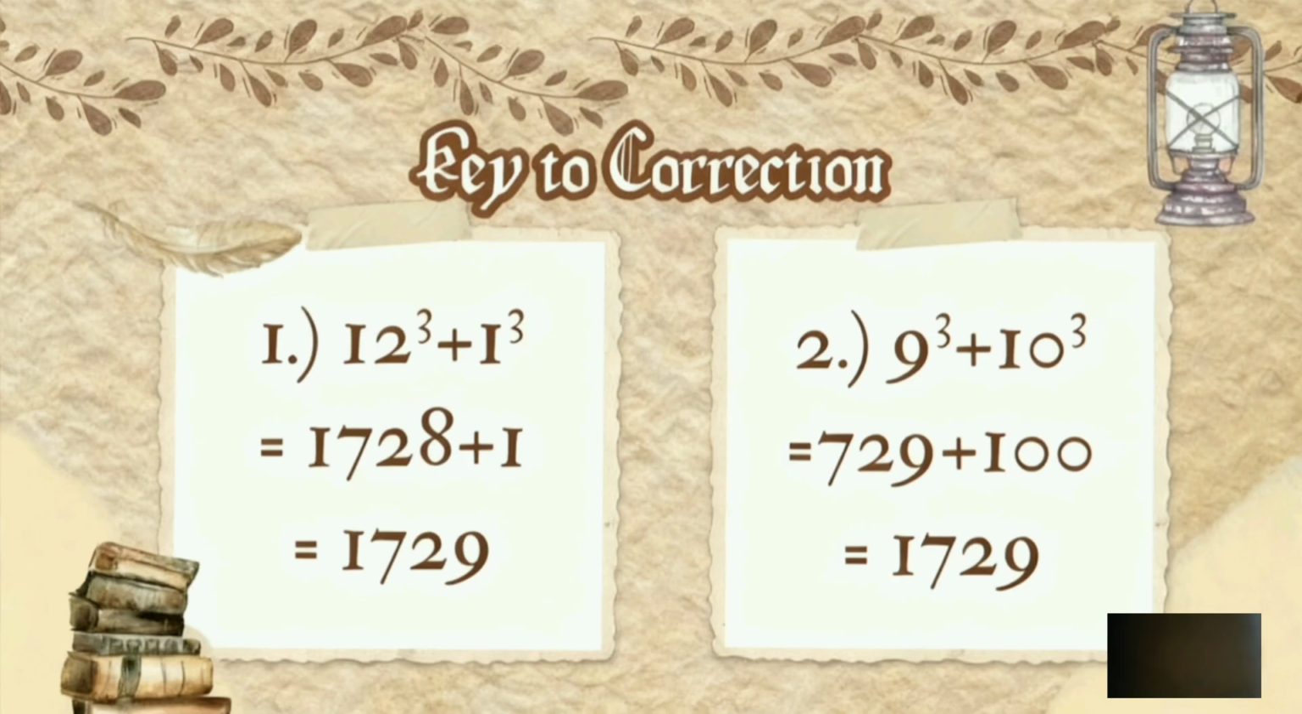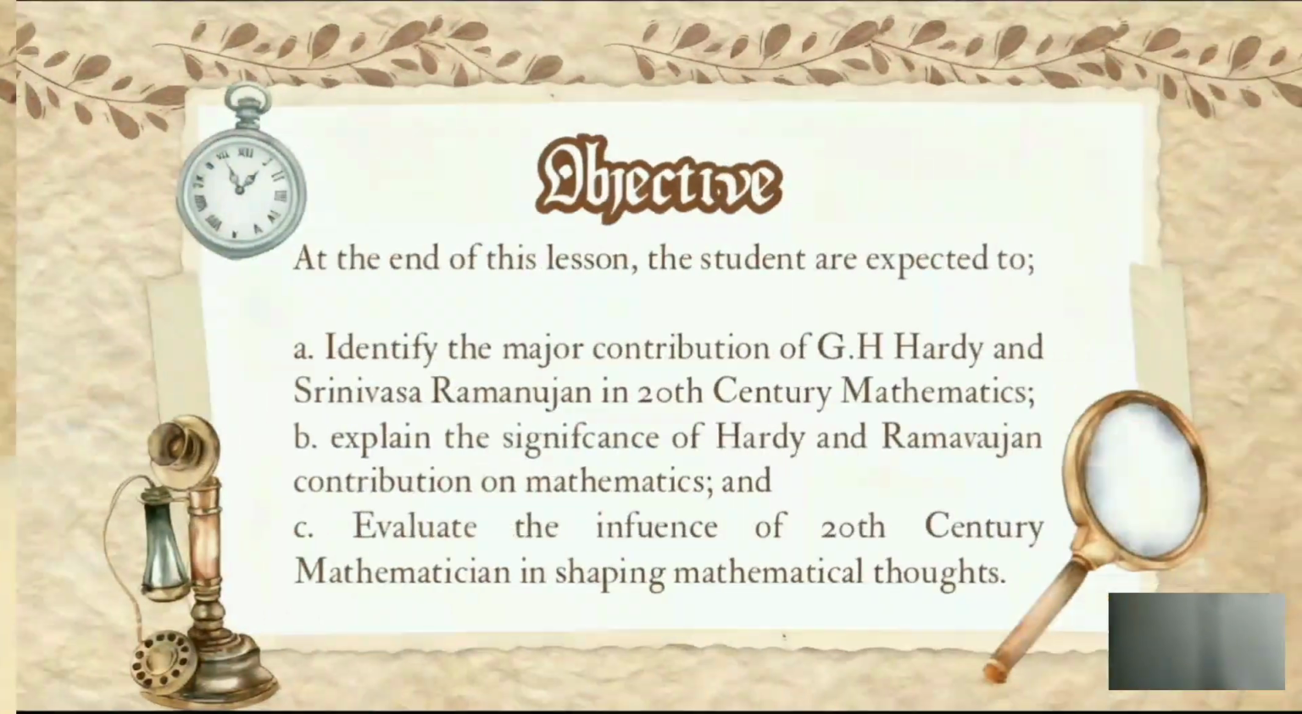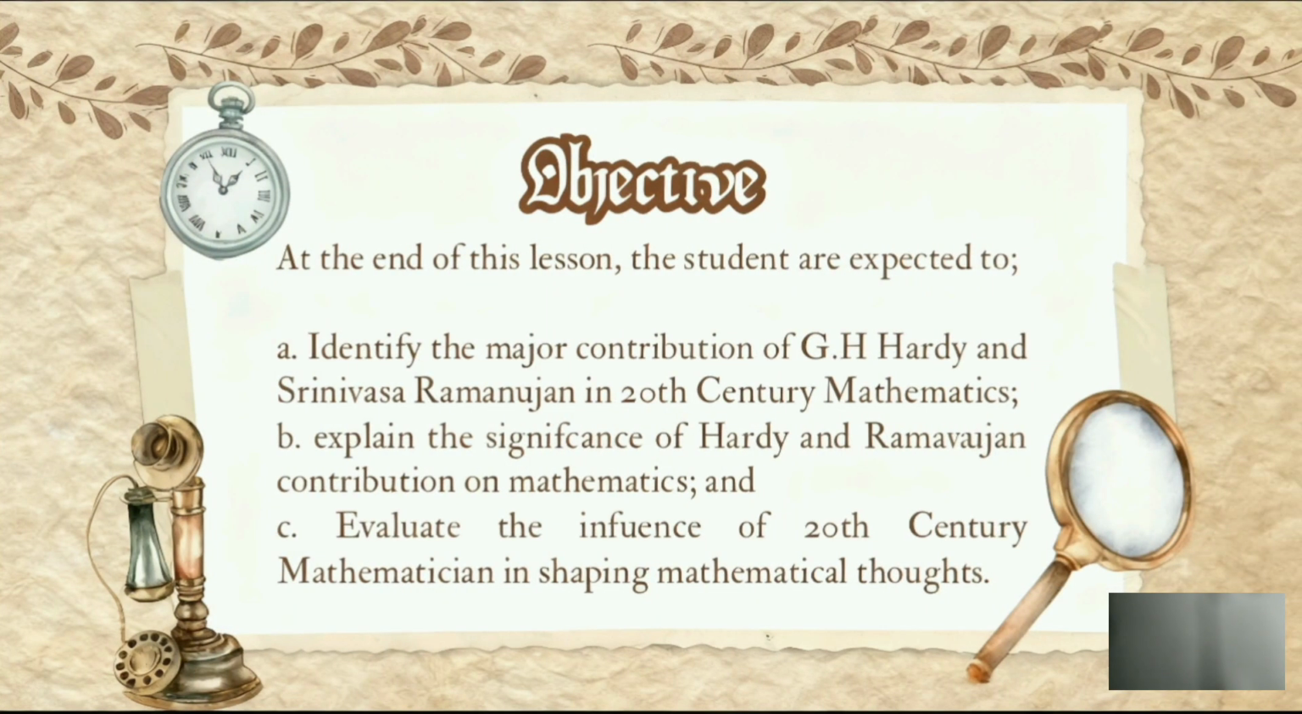Excellent! As you can see, 1729 is called the Hardy-Ramanujan number. According to them, it is the smallest number which can be expressed as the sum of two different cubes in two different ways. In connection with the activity, our topic is all about G.H. Hardy and Srinivasa Ramanujan in 20th century mathematics.